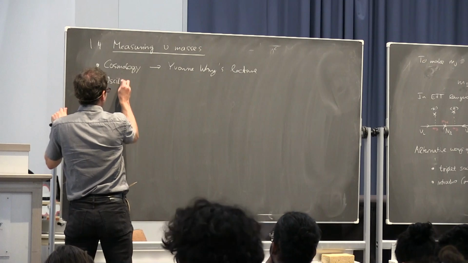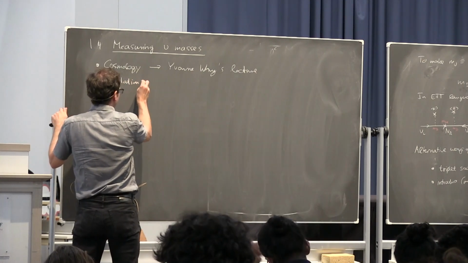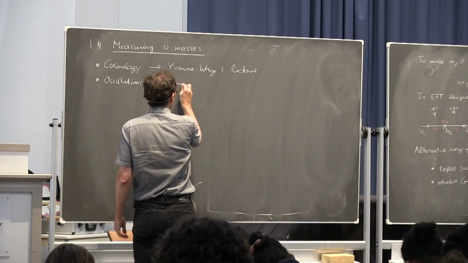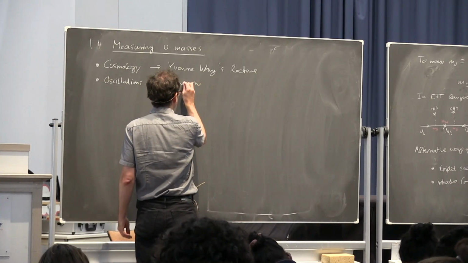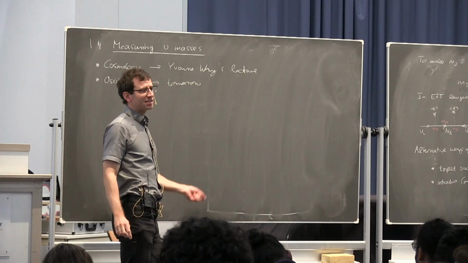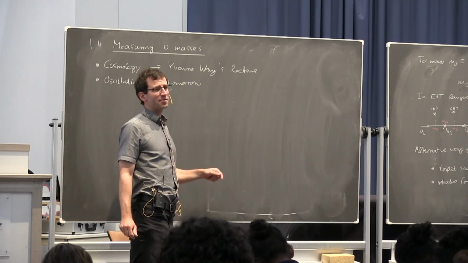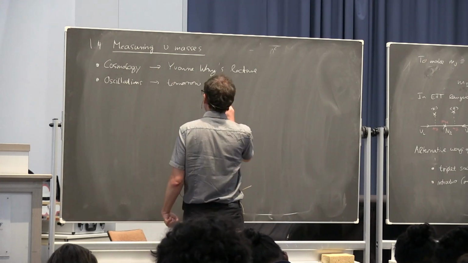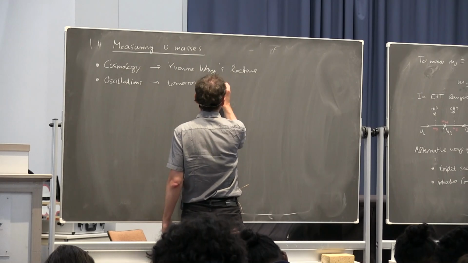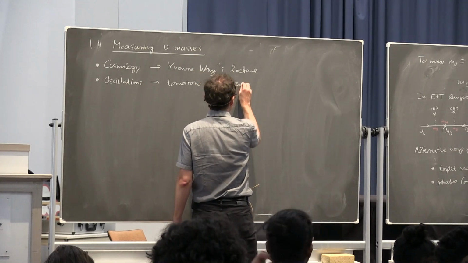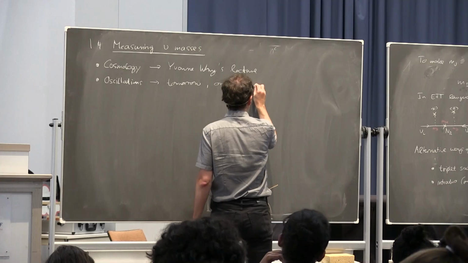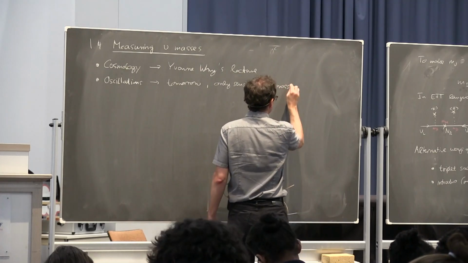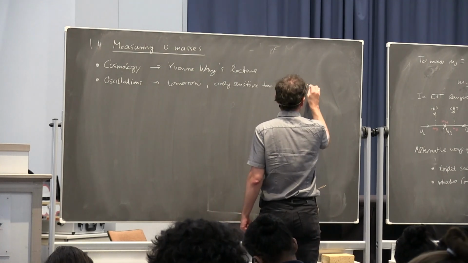Another way is oscillations. That's going to be the topic of tomorrow's lecture. But the problem with oscillations is, as we will see tomorrow, it is not sensitive to the absolute scale of neutrino masses, but only to the differences of neutrino mass squares. So only sensitive to mass squared differences.